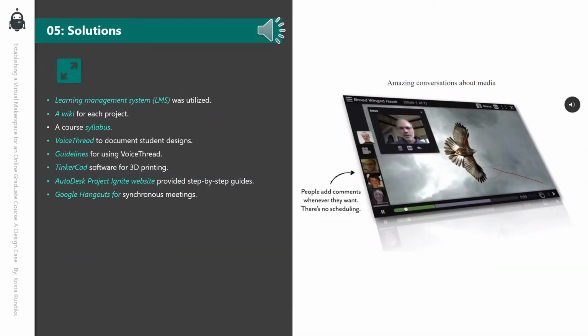Solutions for this case that helped facilitate an effective online learning environment included a learning management system, a wiki for students to share project information, a syllabus with guidelines for using technical software such as VoiceThread, which was a major technology component used to document student designs, Tinkercad, a software program to create 3D projects, Autodesk Project Ignite website, which provided step-by-step guides, and a potential use for Google Hangouts to do synchronous online meetings.